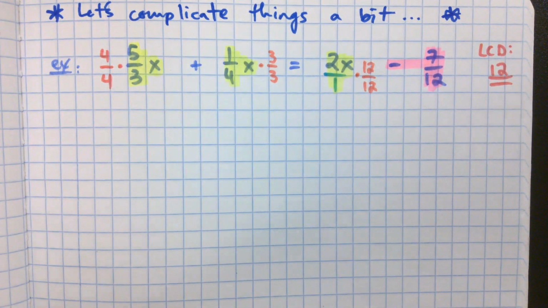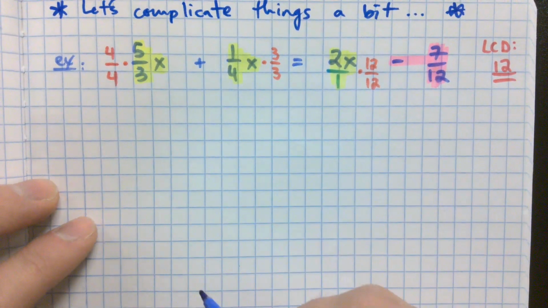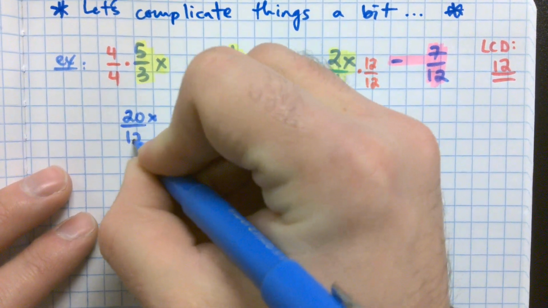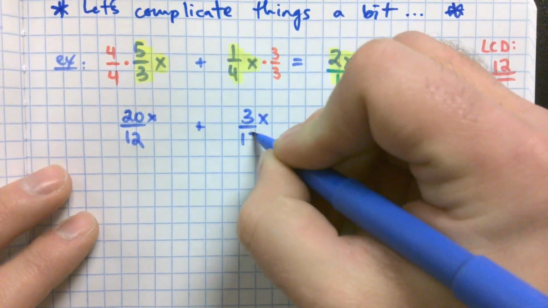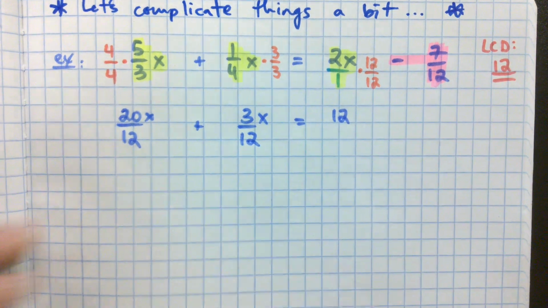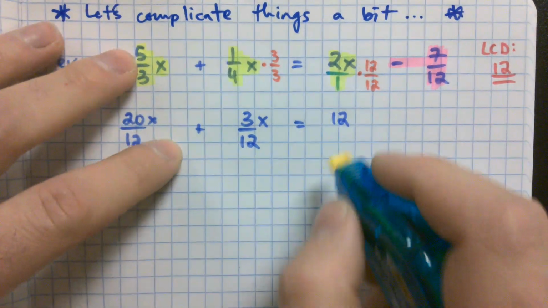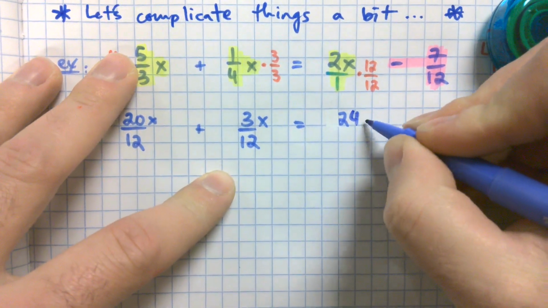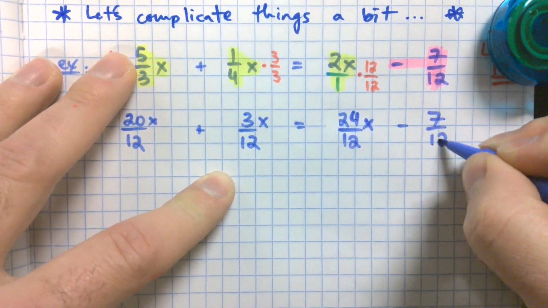So let's see what this turns into. We're going to get 4 times 5. What would that give me? 20x over 12 plus 3x over 12 equals 20. That's not a 24, is it? 24x over 12 minus 7 over 12.